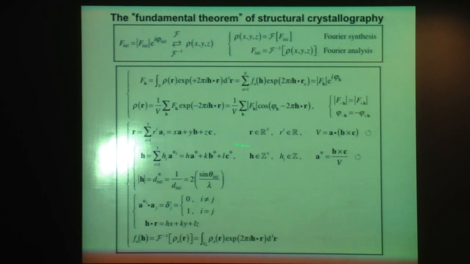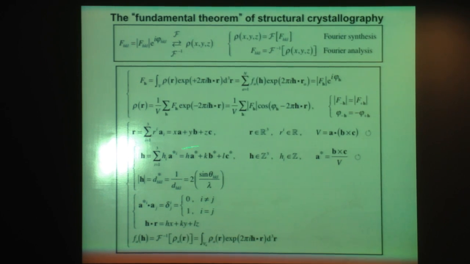So R is a vector in a real three-dimensional space. Each component is a real number, and the volume of the unit cell is given by this so-called triple product: A dot the cross product B cross C. So there we are, the coordinates in crystal space.